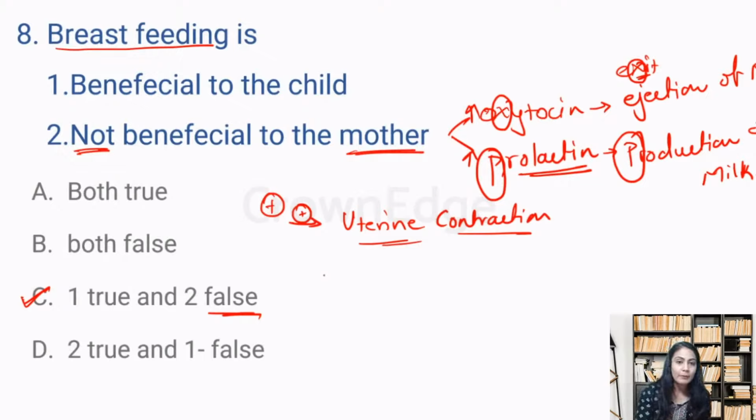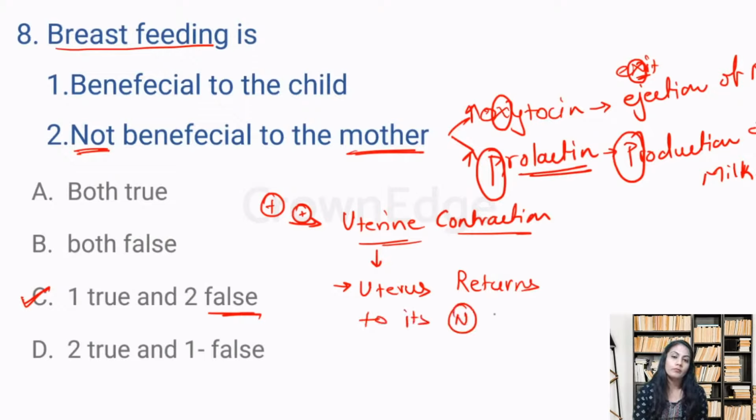So two things happen because of that. What are the two things? First, the uterus comes to its normal size. The uterus is enlarged whenever the baby is growing inside it. To become normal size, it must contract, right? So because of these two hormones getting released by breastfeeding, the uterus returns to its normal size. And it decreases postpartum, meaning after delivery, partum means delivery, postpartum hemorrhage.